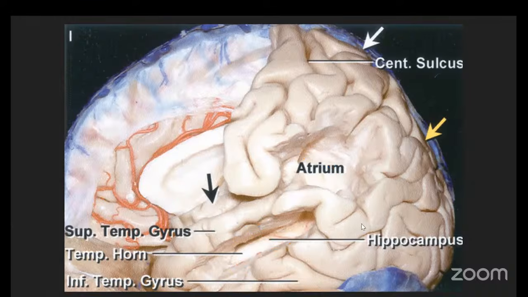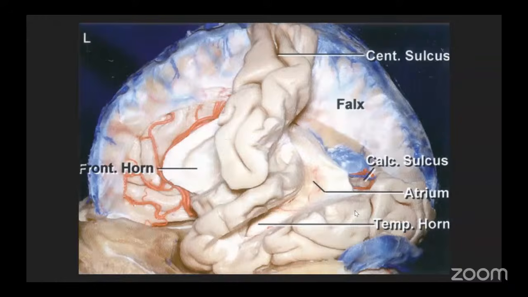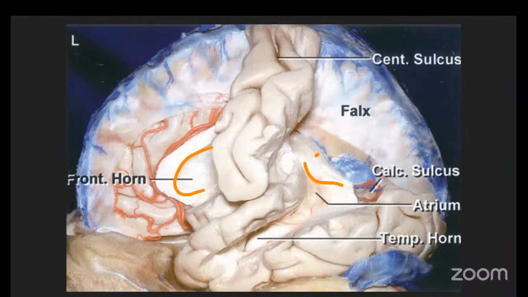Let me move. It's the same image with just different steps of dissection. The dissection has been more or less completed. They have only left the pre and post central gyri so that you won't be able to see a lot of the body, but you can see the frontal horn, the atrium here, and the temporal horn here.